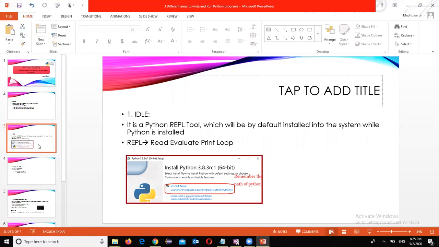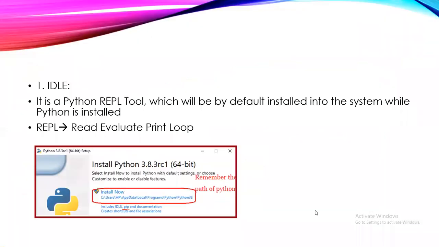That means the same steps are executed multiple times, step by step: read, evaluate, print. But do we have to install it separately or not? No need to install this one separately. By default it is installed whenever you install Python. During Python installation, the installer window itself says to include IDLE along with Python, so it will also be included for you.